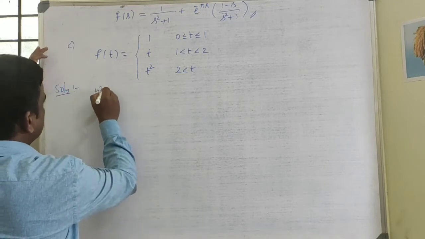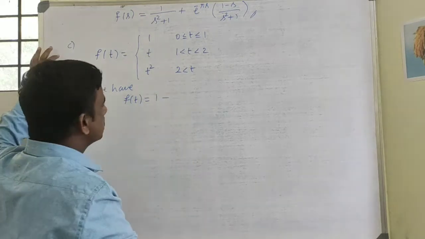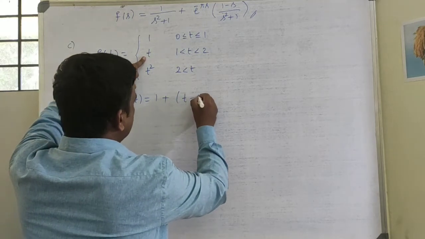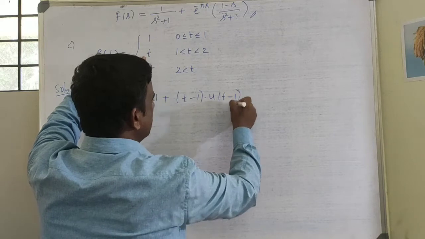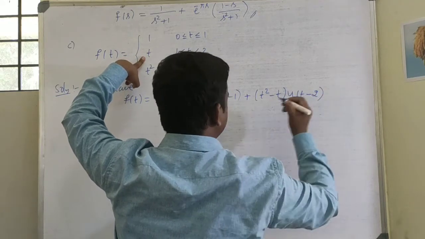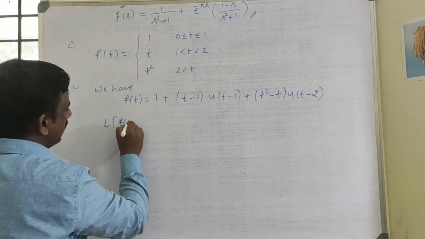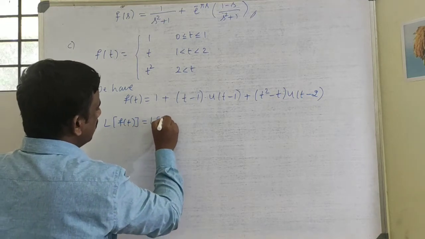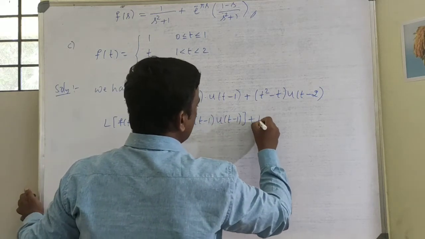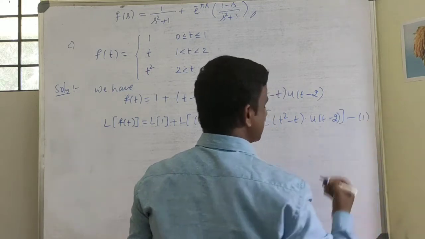Solution, we have f of t equal to the first function, plus the second function t minus the first function into u of t minus the right hand point of the first term, plus t square minus t into u of t minus 2. So this is f of t in terms of unit step functions. Taking Laplace transform on both sides, this will be L of f of t equal to L of 1 plus L of t minus 1 into u of t minus 1 plus L of t square minus t into u of t minus 2. Call it equation 1.